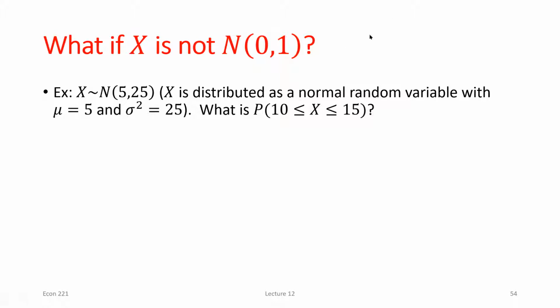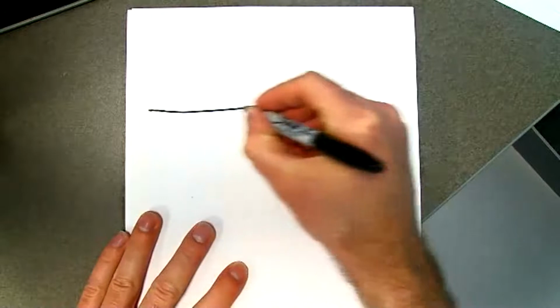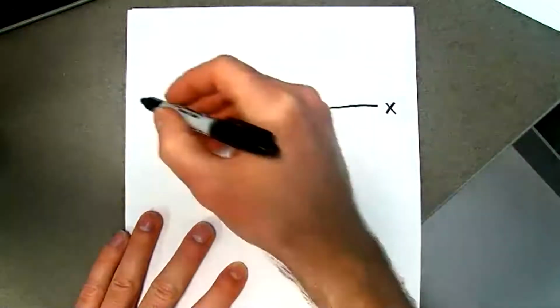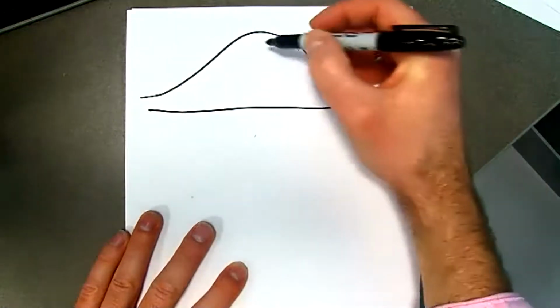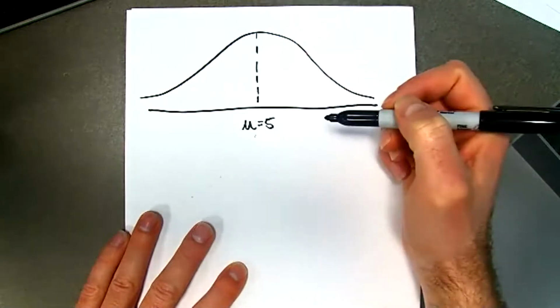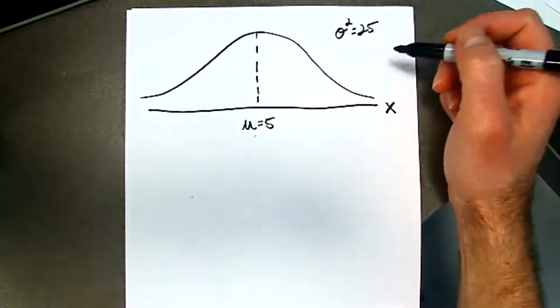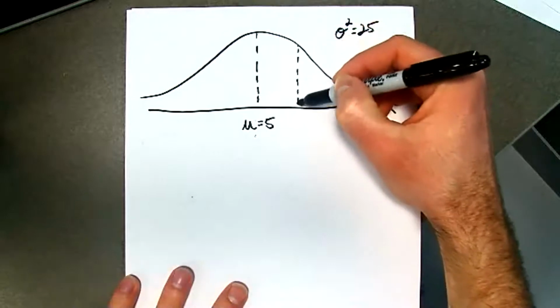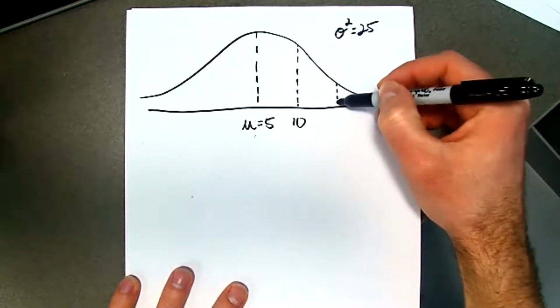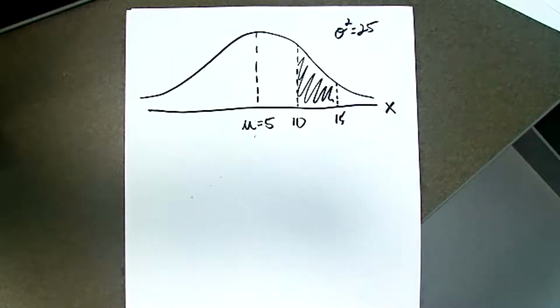I'm sure I have this in the slides, but I always think it's a little bit easier to see these worked out by hand. So if I was approaching this problem, I have this variable x. It's normally distributed. Its mean is 5. As a reminder, its variance is 25. And I want to know what's the probability it's in between 10 and 15. Okay, that's what I'm looking for.